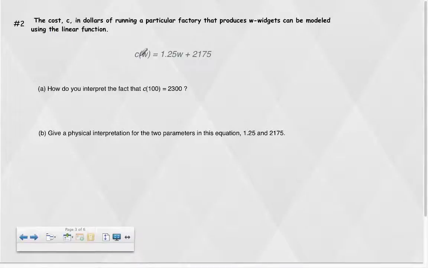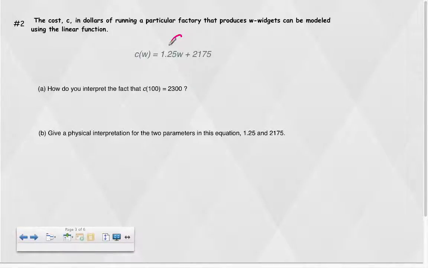Okay, question 2. The cost C in dollars of running a particular factory that produces widgets. They love to say widgets because widget means like something, anything, little gadget. Can be modeled by this linear function. All right, so now they give us the linear function, so we have to understand what these numbers mean before we move on.